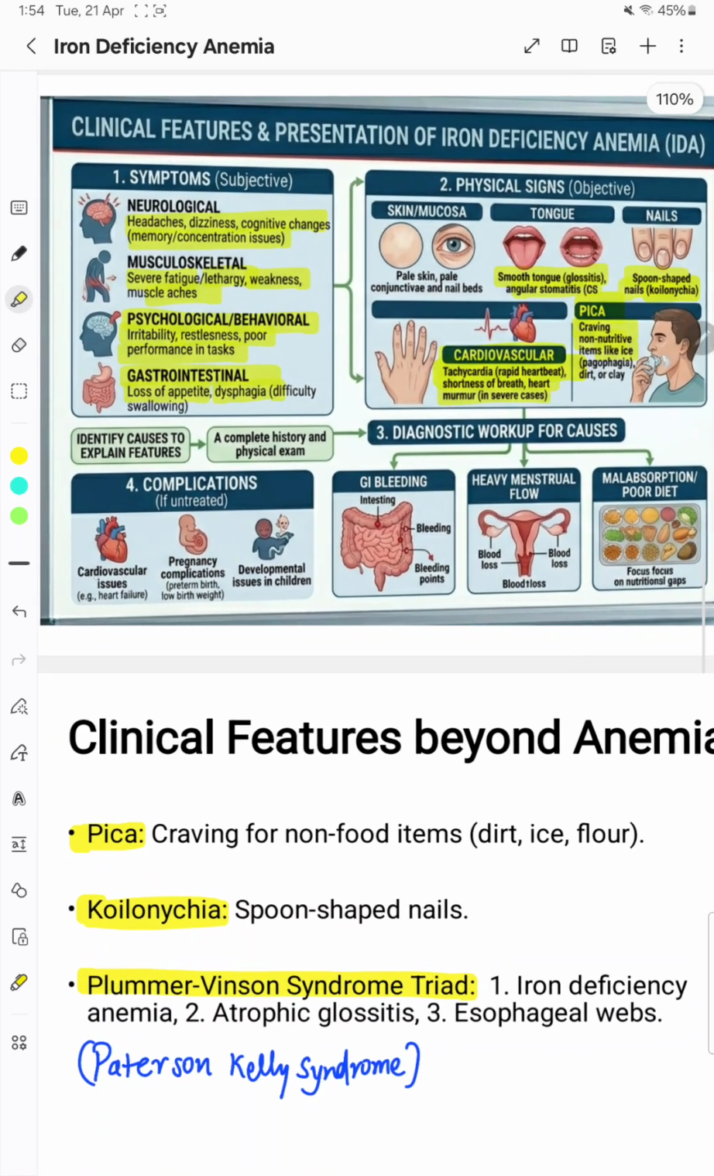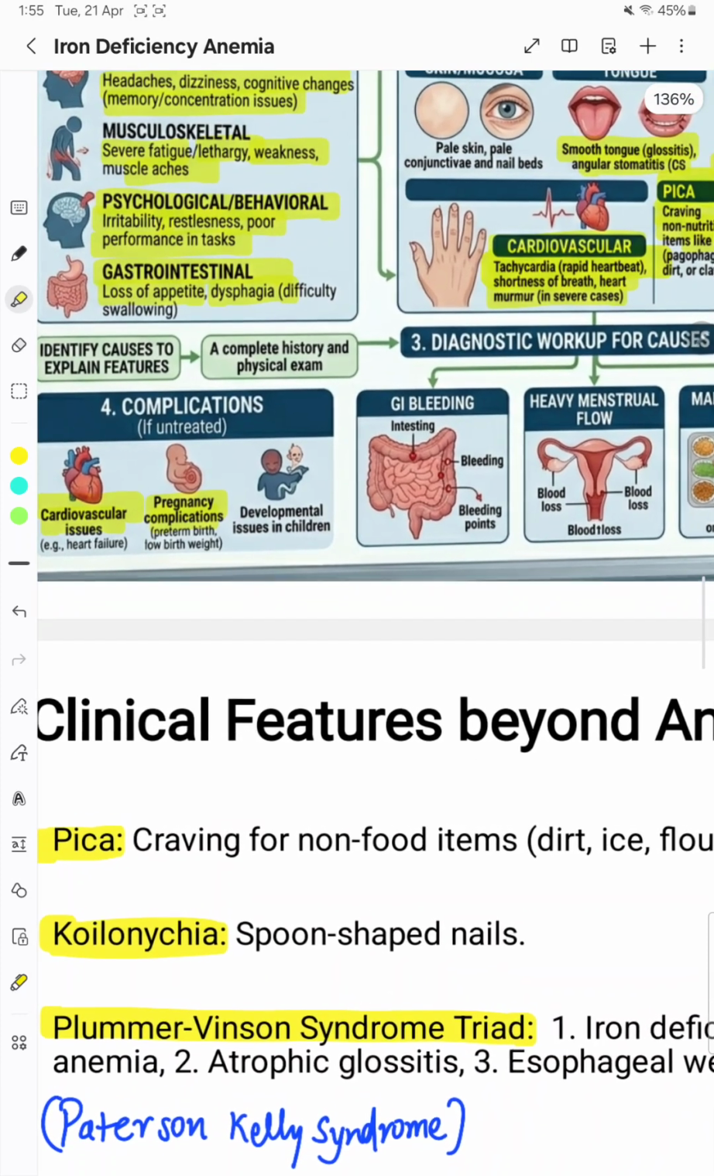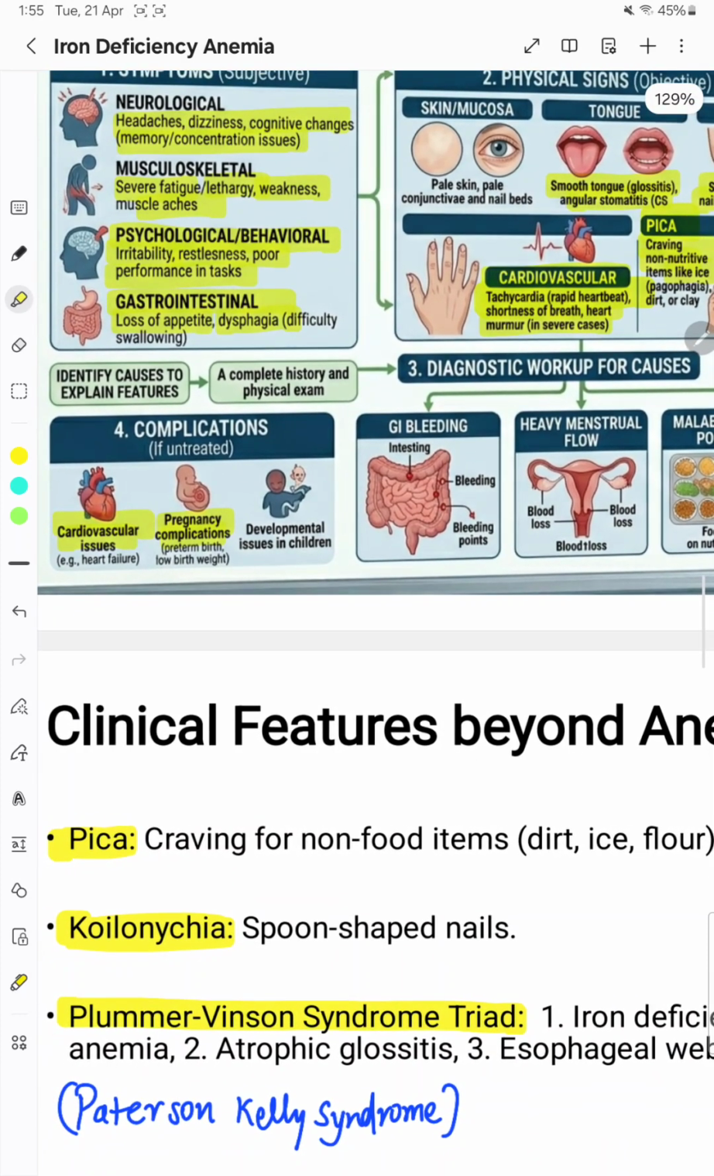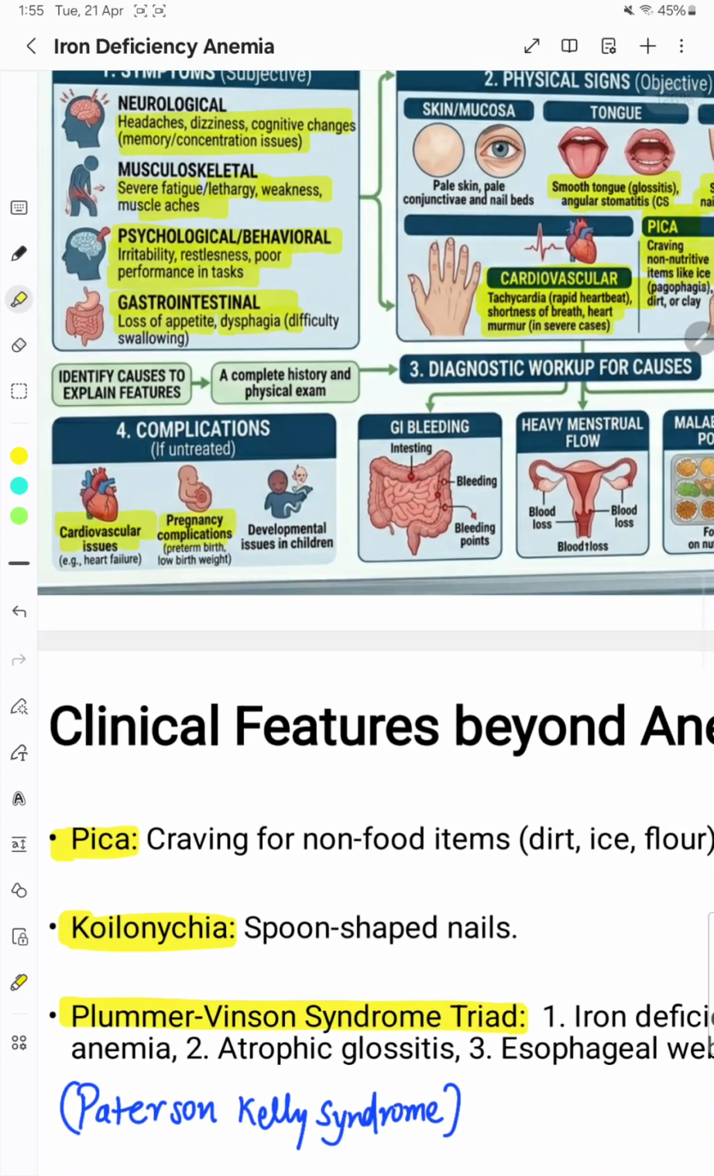In the complications, there can be cardiovascular issues in severe iron deficiency anemia, pregnancy complications like preterm or low birth weight, and there can be a developmental delay in children.